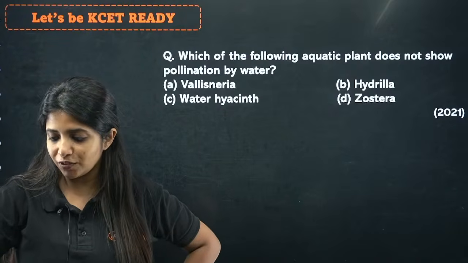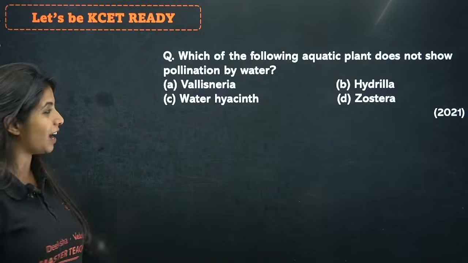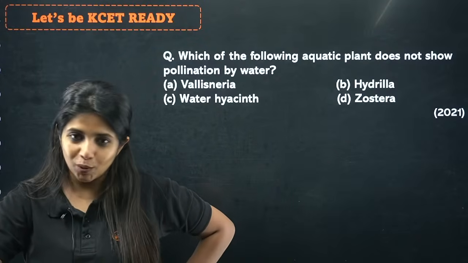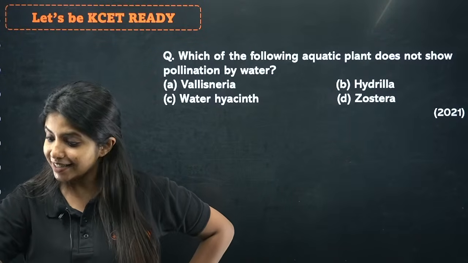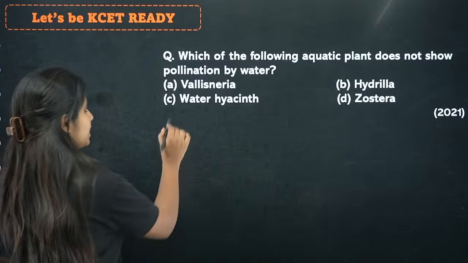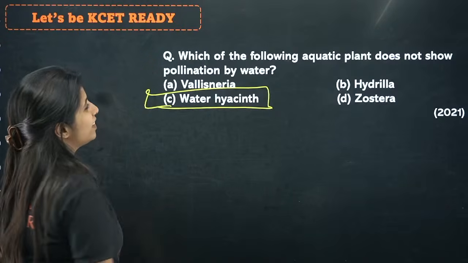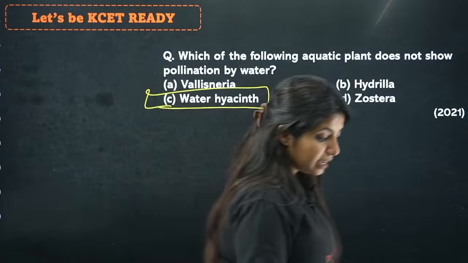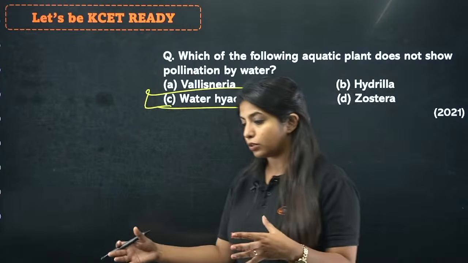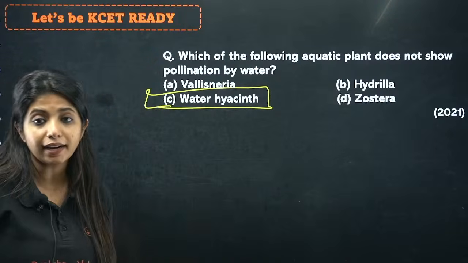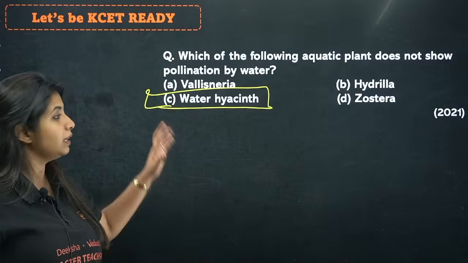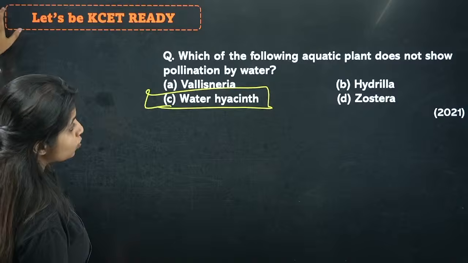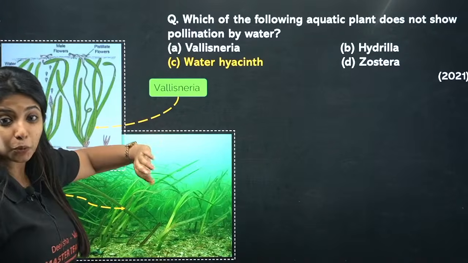Always Sheikh says the answer for this question is C, water hyacinth. Nature Heaven also says C. Okay, what about others? Sinjana says C. Okay, everyone says C, so we have to lock it. Water hyacinth is the answer, because we studied that it is insects who pollinate the water hyacinth and things like that. It's not going to be water pollinated. Yes. Now this was a 2021 KCET question.